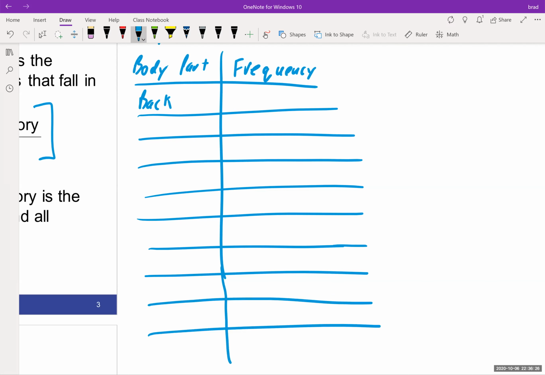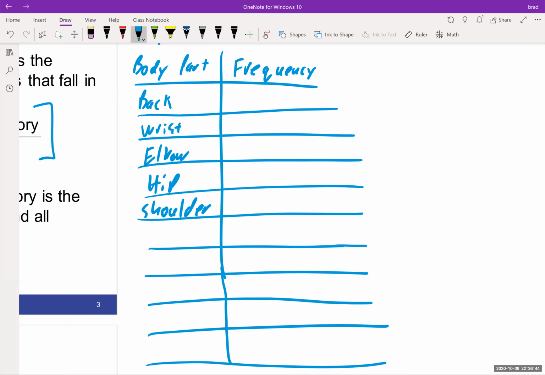Okay, so I'm just going to draw a little table real quick right here. So we got back pain, we got wrist pain, we have elbow pain, hip. I shouldn't say pain. These are what needs rehabilitation. Sorry, I kind of got carried away. Shoulder, knee, hand, groin, neck. Wow, I did it perfect. And then the total number.